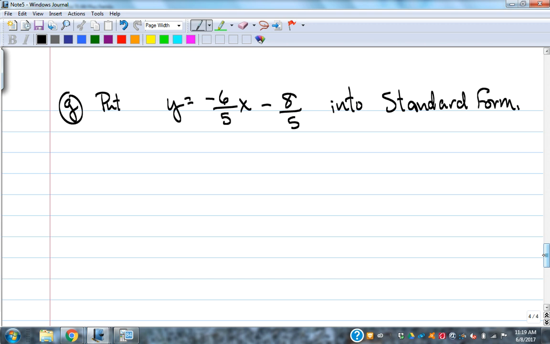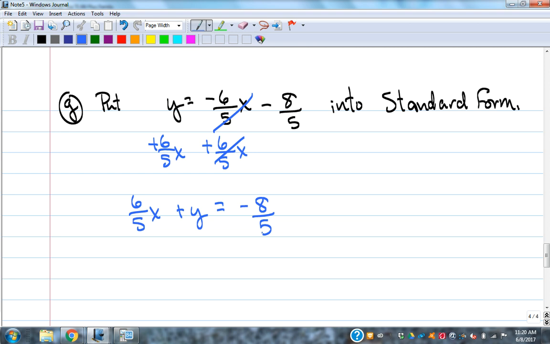So remember, standard form puts x and y on the same side. So how do I get the 6 over 5x over there? Yeah, I'm just going to add it. Now cancel it out over here. So we get 6 over 5x plus y is equal to negative 8 over 5. But it's got fractions in it, and that's the problem.